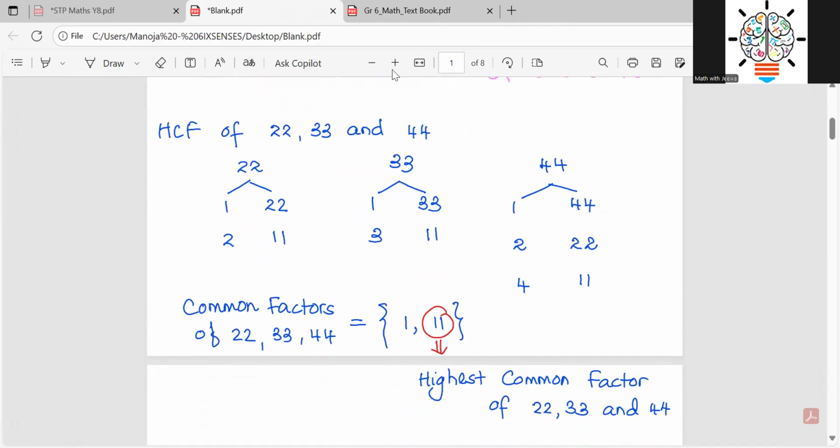Maybe you have 2 numbers, maybe you have 3 numbers, that's totally fine. We do the same thing and find the common factors for them. Whatever numbers you have, out of the common factors in the list inside the curly bracket, you get the highest value, and that will be the highest common factor, right?